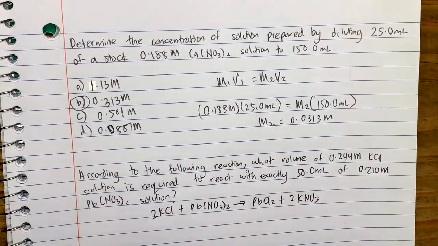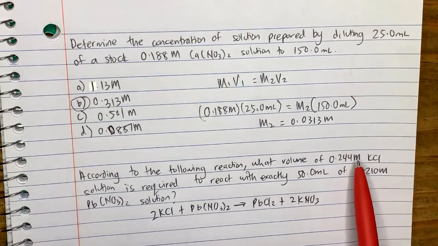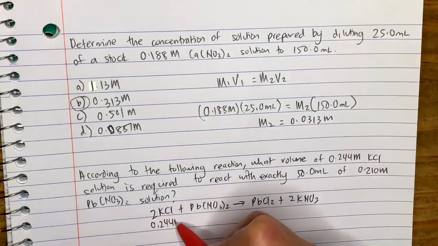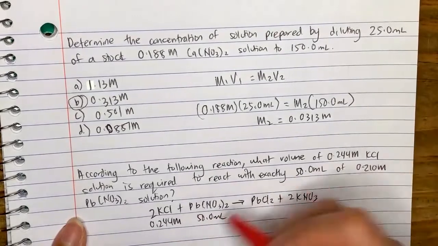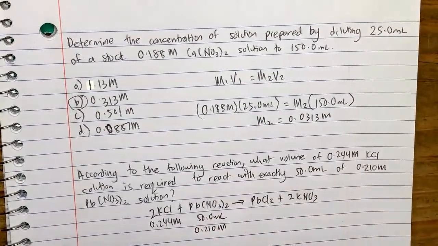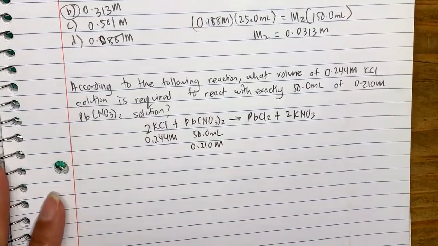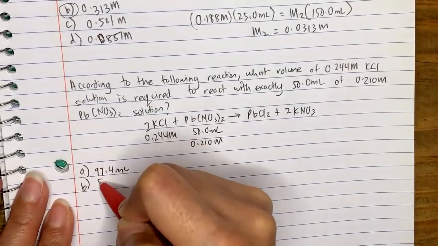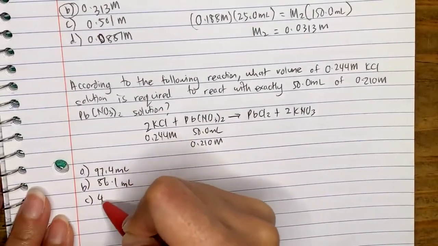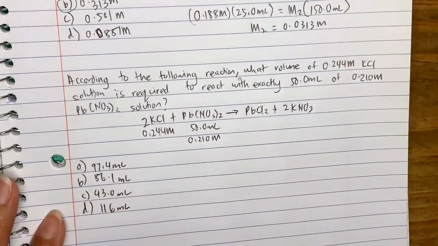Okay, so in this case here, we're going to go ahead and write down what we have. You have KCl, you have 0.244 molarity. The other one you got 50 mils, and the molarity is 0.210. So we'll do the same thing here. You get the moles here, 1 to 2 mole ratio from here, and now we can get the volume. So I'll give you the answer choices for your volume. It's 97.4 mils, 86.1 mils, 43.0 mils, and D is 116 mils. So we'll have to work it out, and let's see what you guys get.